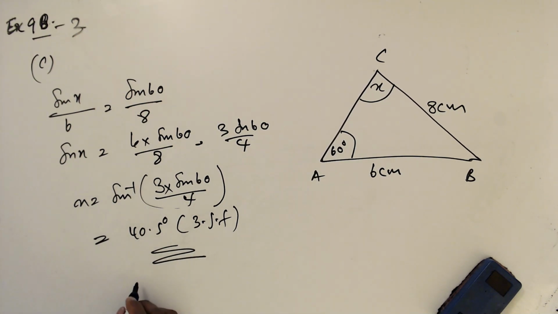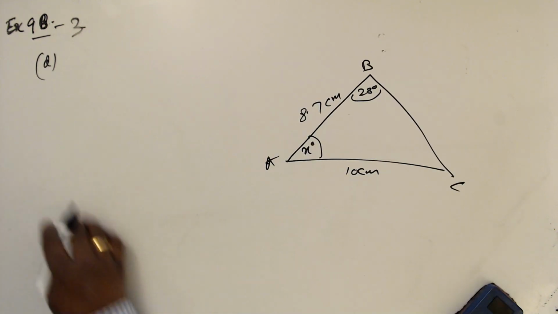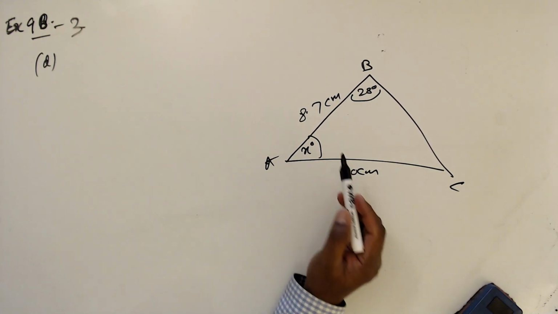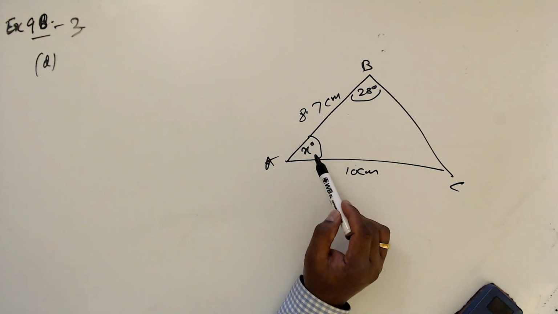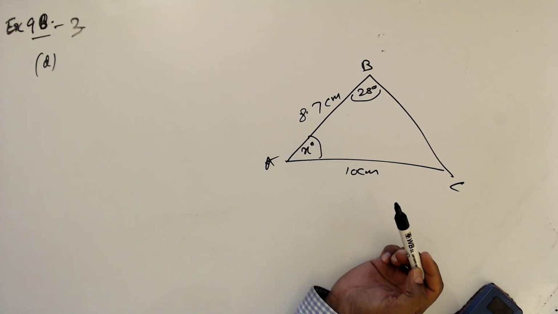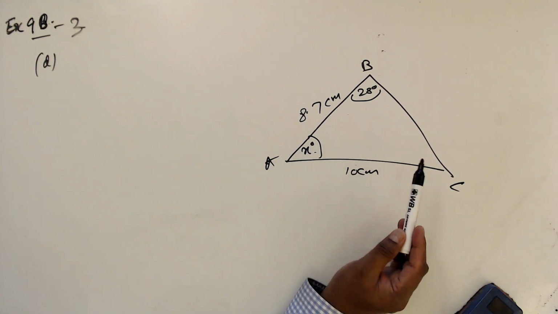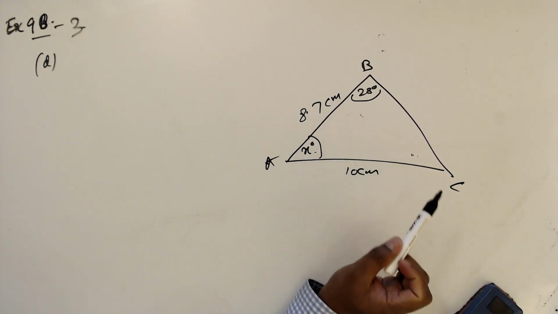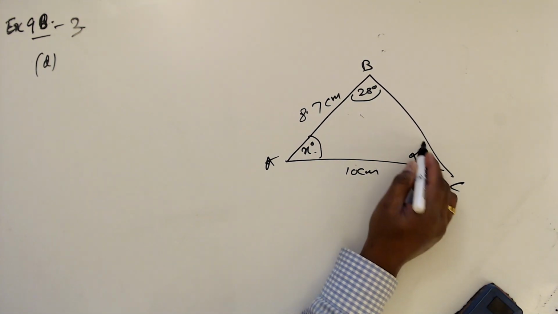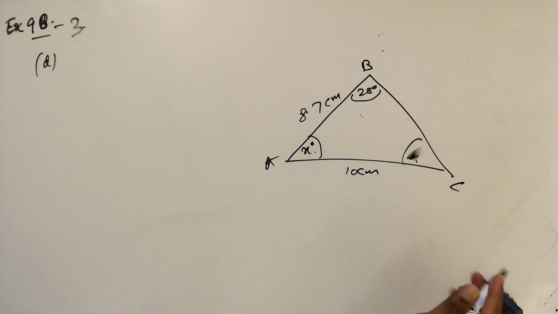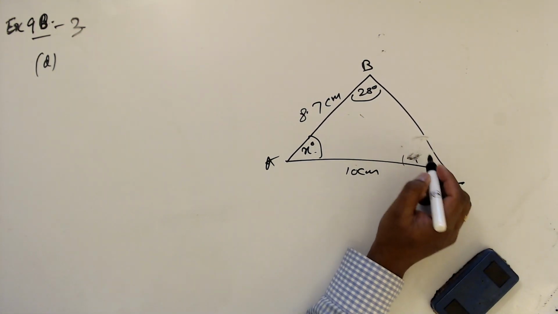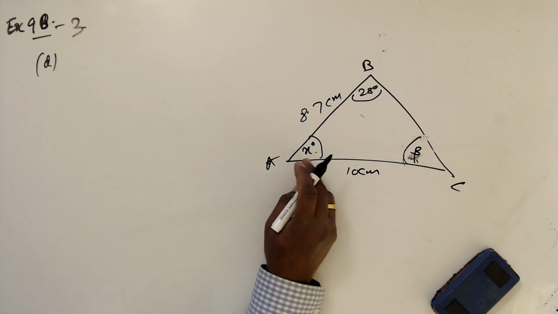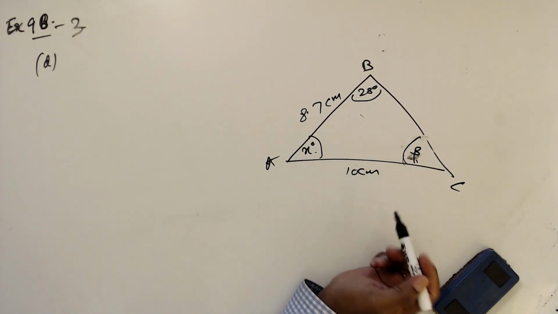40.5 to 3 significant figures. Part D, we need to find x. The only way we can find x in a triangle is if we know two angles, then we can find the other angle. So I should know this angle, then I can write 180 minus the addition of those two. Then my next task has to be to find this angle. Okay, I will call this beta. If I know beta, then I can find x.